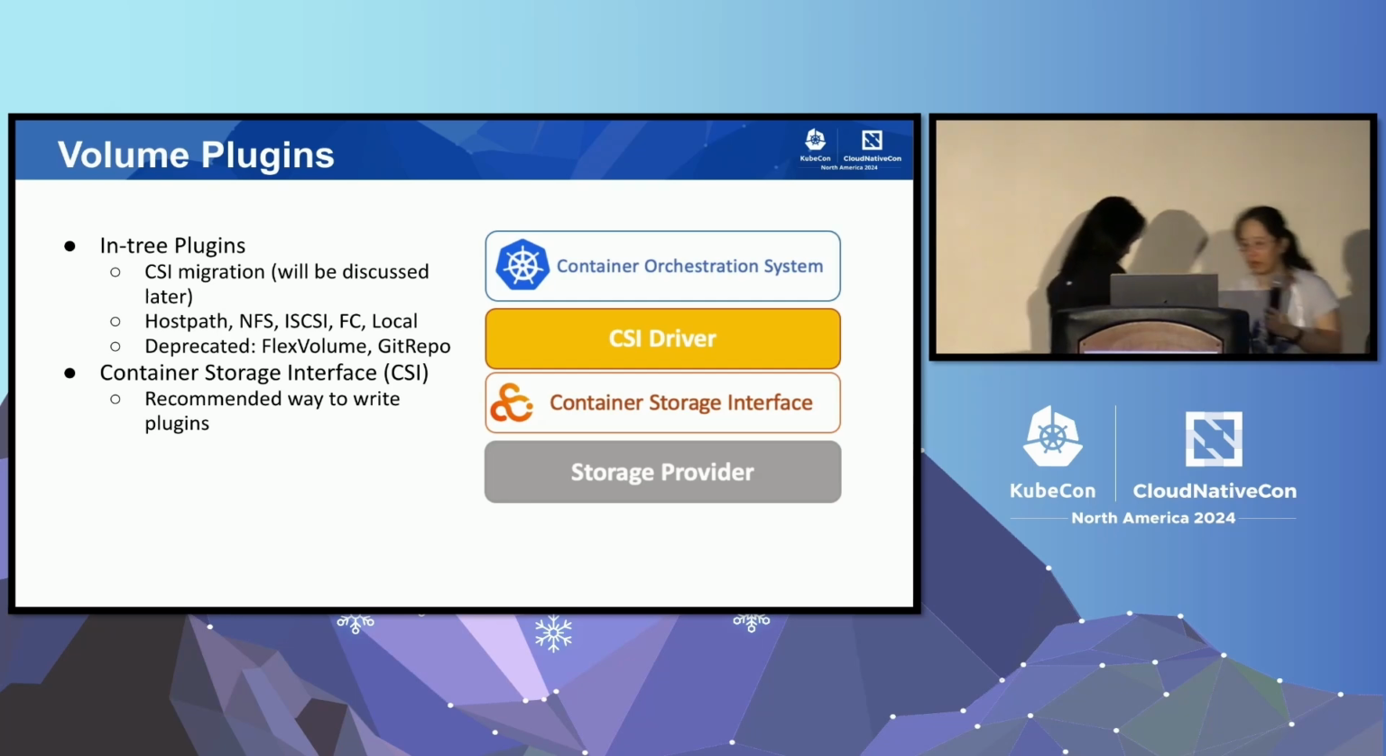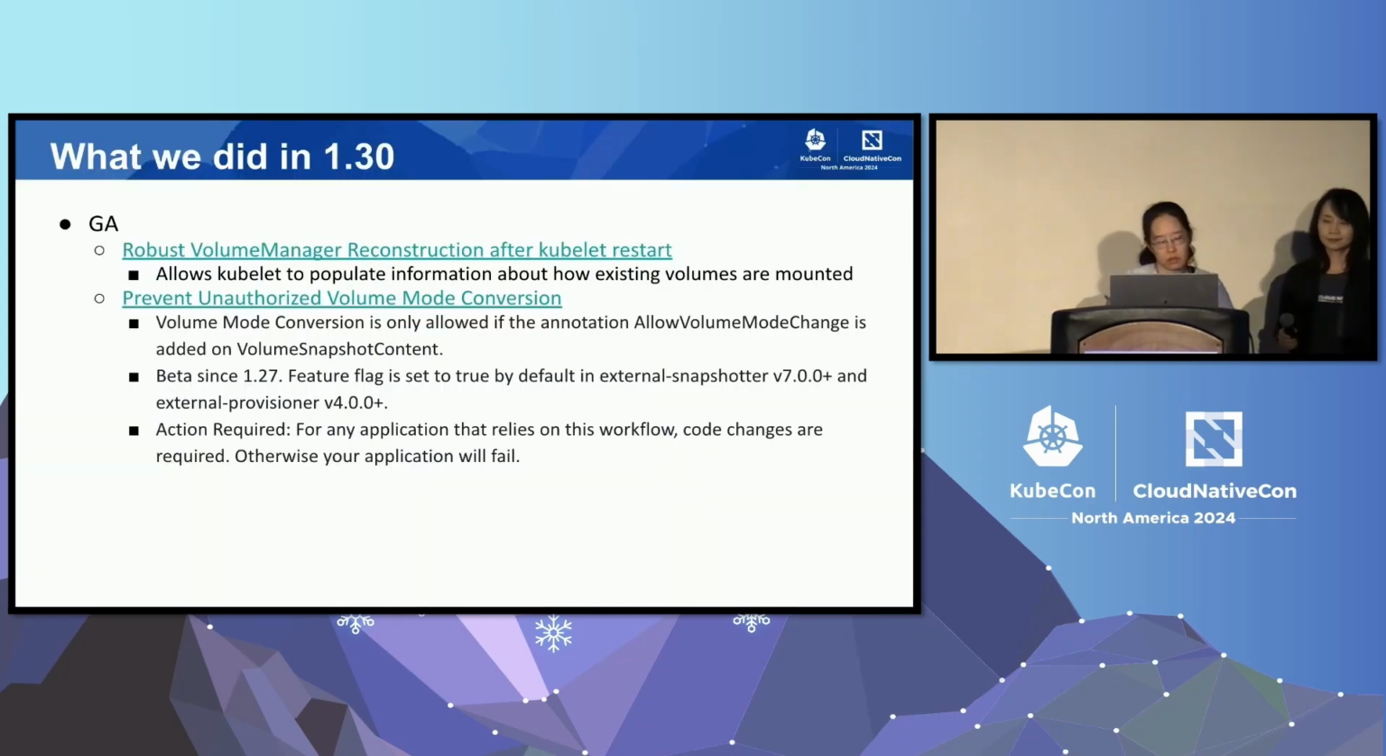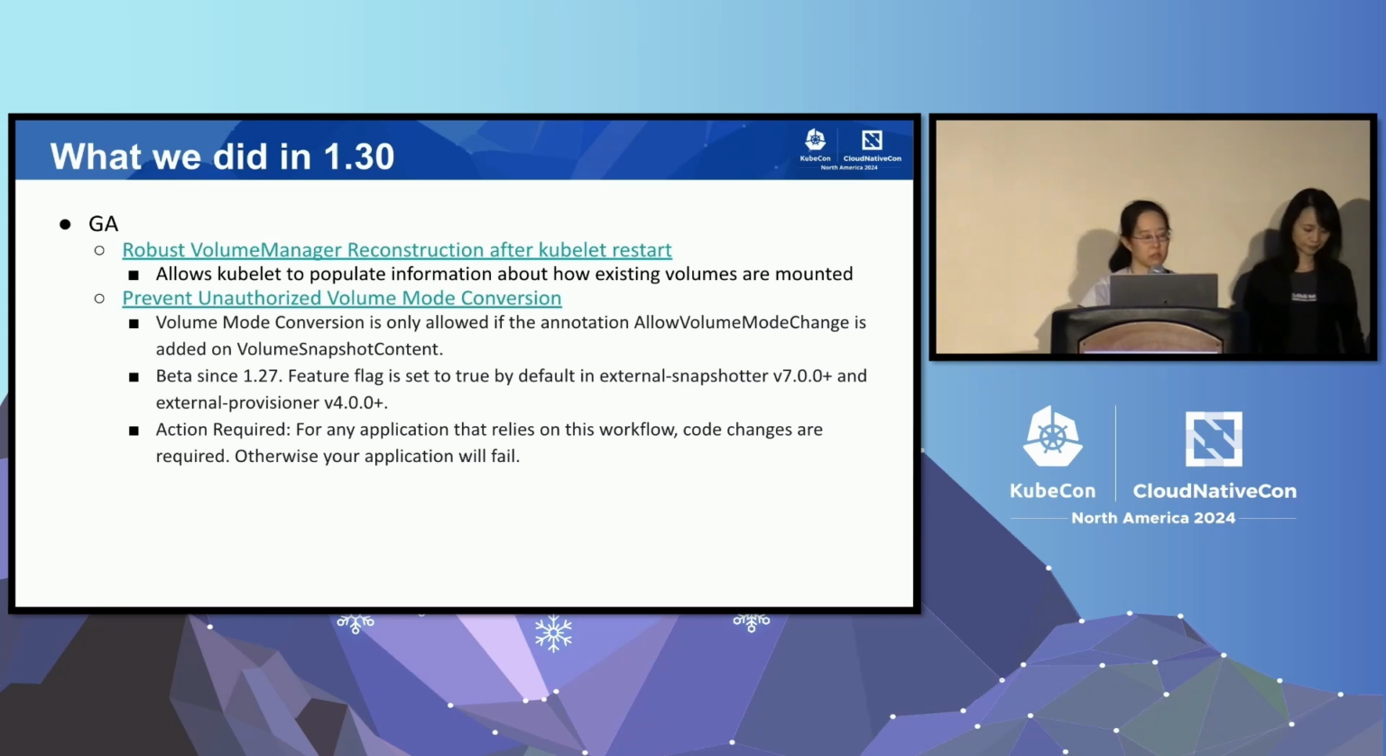Okay, thank you. In 1.30, we promoted a couple of features to GA. First, we redesigned the way that volume reconstruction works. Volume reconstruction is a feature that is needed to support kubelet restarting. When kubelet restarts, we lose all of the in-memory state we have about what volumes are mounted and to what pods. We have to reconstruct that state by scanning all of the mount points and volume metadata that we keep in the node's file system.